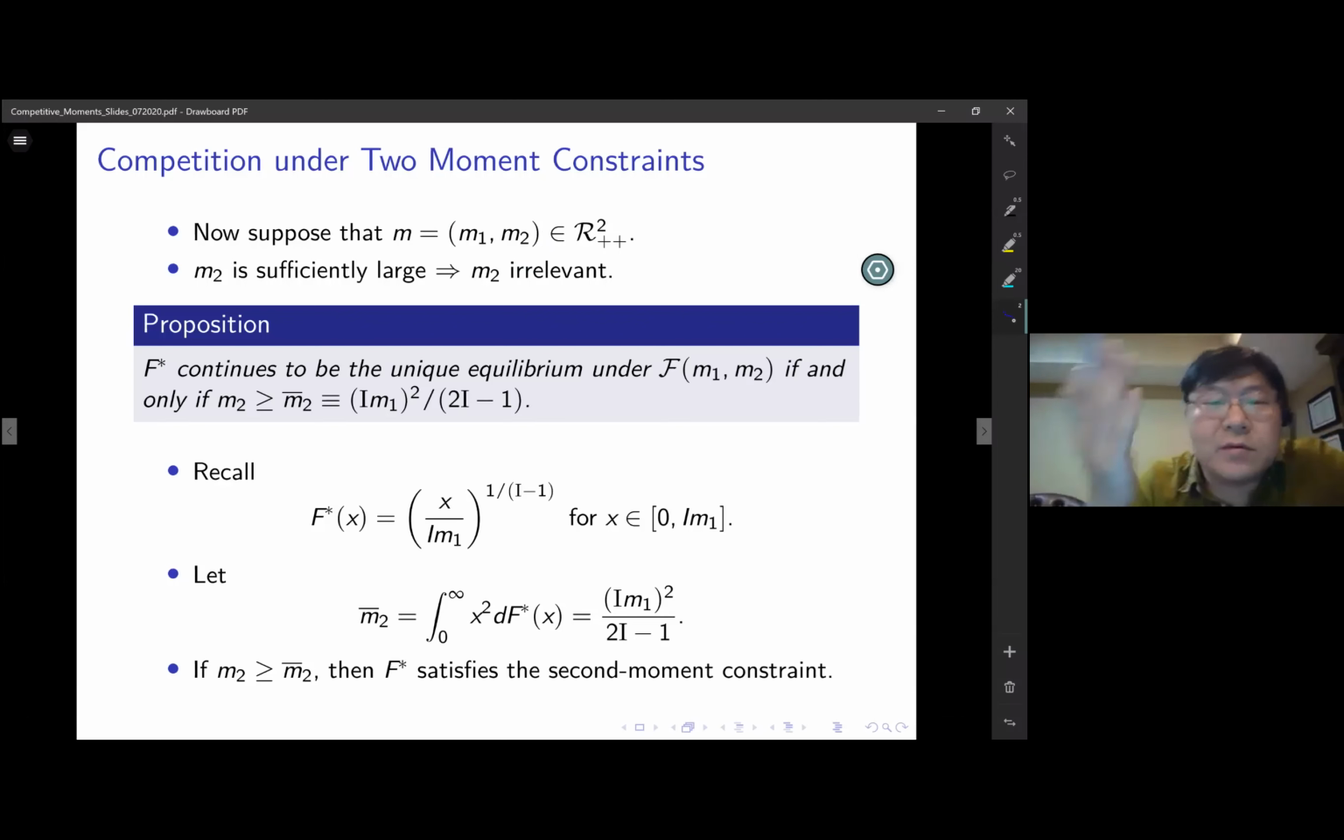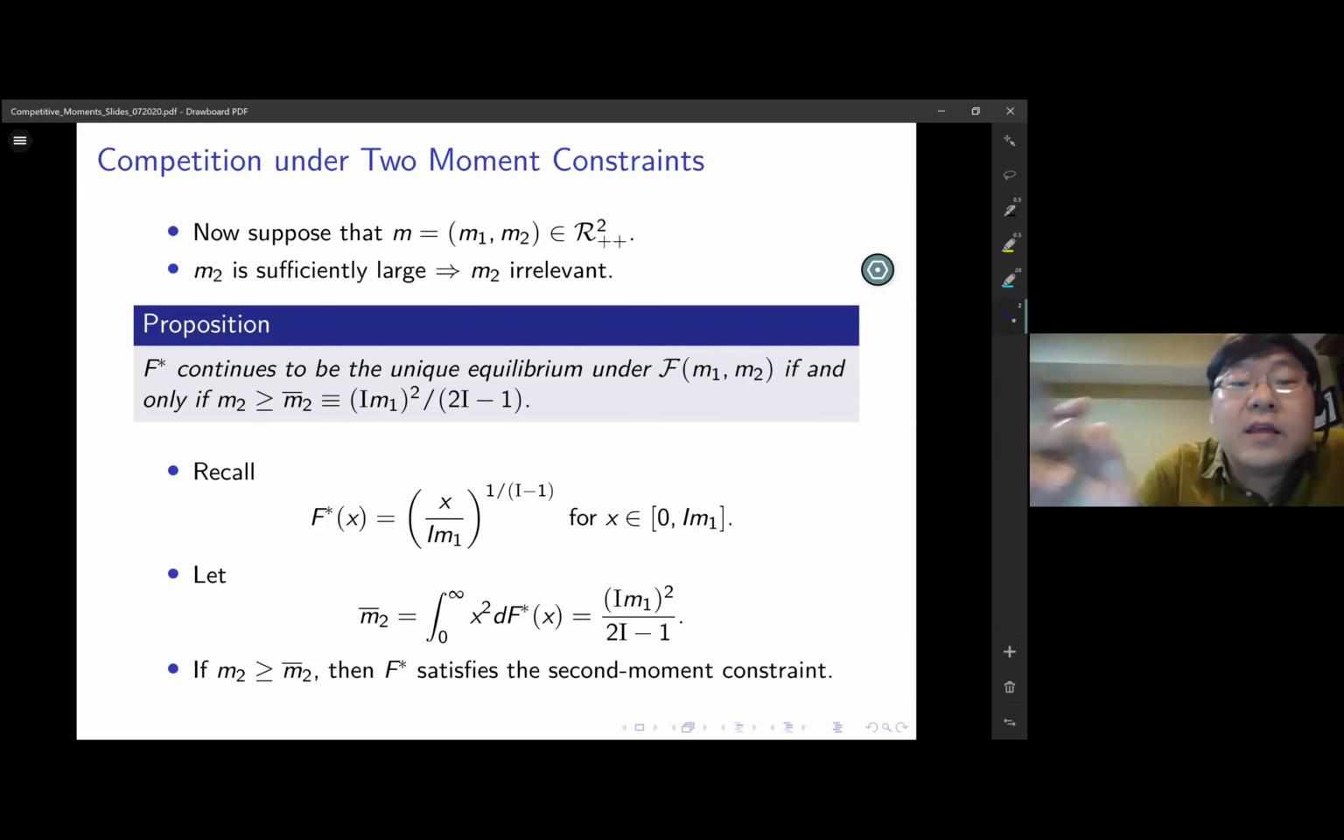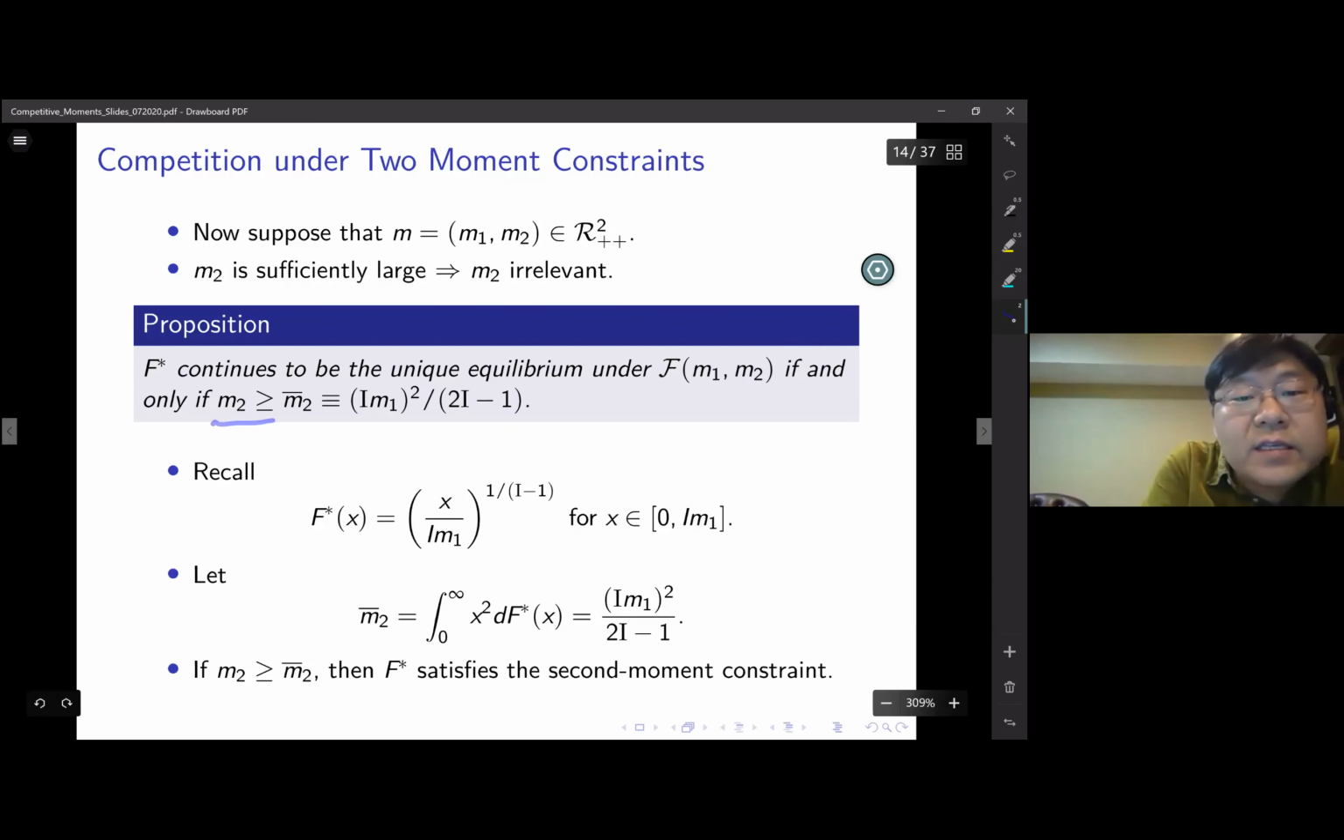Now, one thing which is clear is that if M2 is sufficiently large, then the second moment constraint is going to be irrelevant. In fact, this proposition shows that the previous f star, which we characterized, is going to continue to be the unique equilibrium, and the second moment constraint doesn't matter, if and only if M2 exceeds a certain threshold.